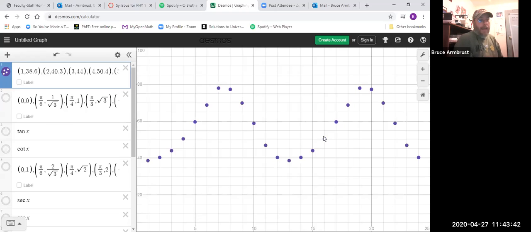And other than that, the data isn't going to help us fit this graph. We're going to have to use our brains to figure out the values for A, B, C, and D to make this work. So I'm going to stop share so we can go to the whiteboard and see if we can figure this out.